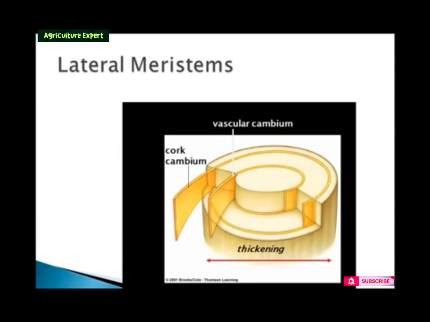The lateral meristem tissues are responsible for the increase in diameter of older roots and stems. Lateral meristem growth is referred to as secondary growth.